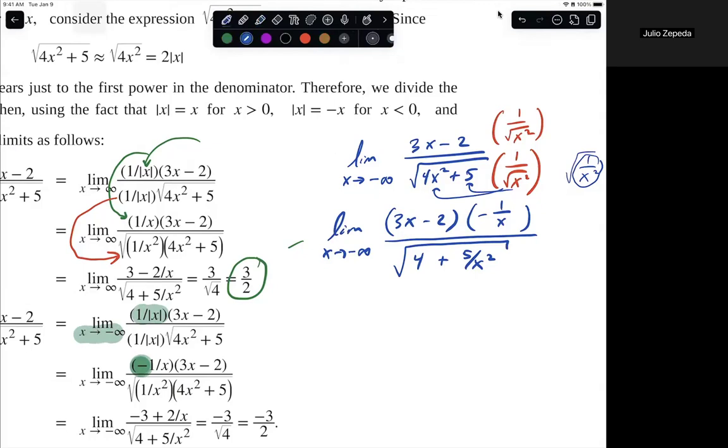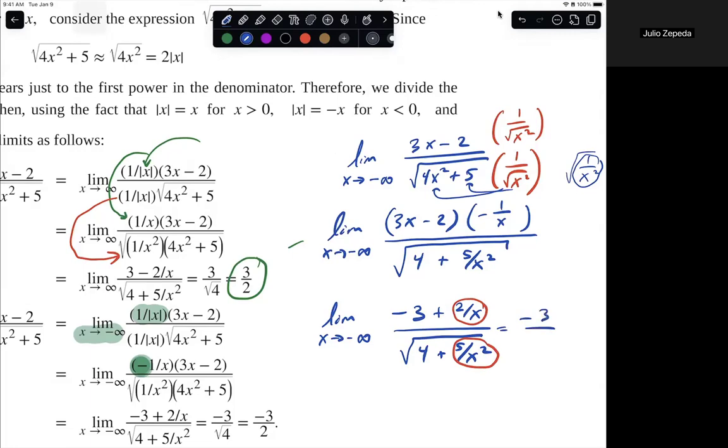So the limit as x goes to negative infinity, we distribute this negative 1 over x. That's going to give us a negative 3 plus 2 over x over the square root of 4 plus 5 over x squared. As x goes to negative infinity, this goes to 0, this goes to 0, and so we end up with a negative 3 over the square root of 4, or negative 3 over 2.